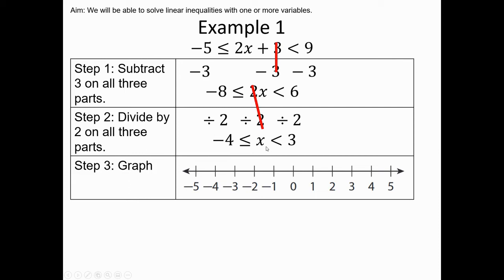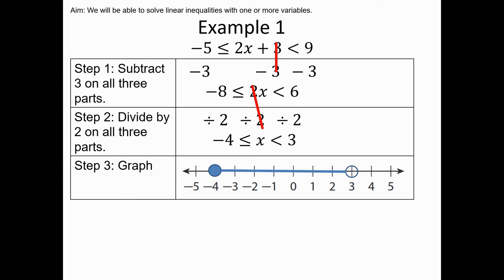So if I was going to graph this, if it's greater than or equal to -4, I put a nice big dot on -4. And because it's less than 3, I'm going to put a nice open circle on 3. And because x is in between them, I'll draw a line right there. That's one example of a compound inequality.